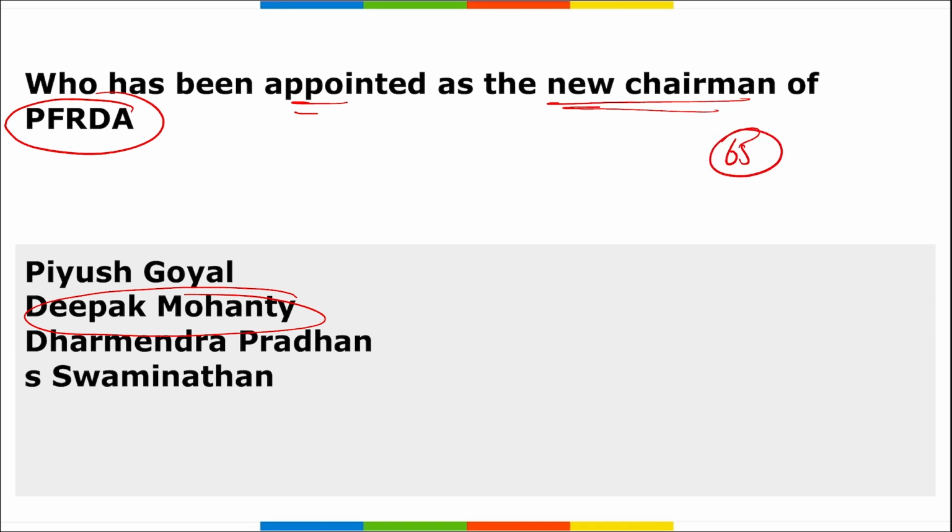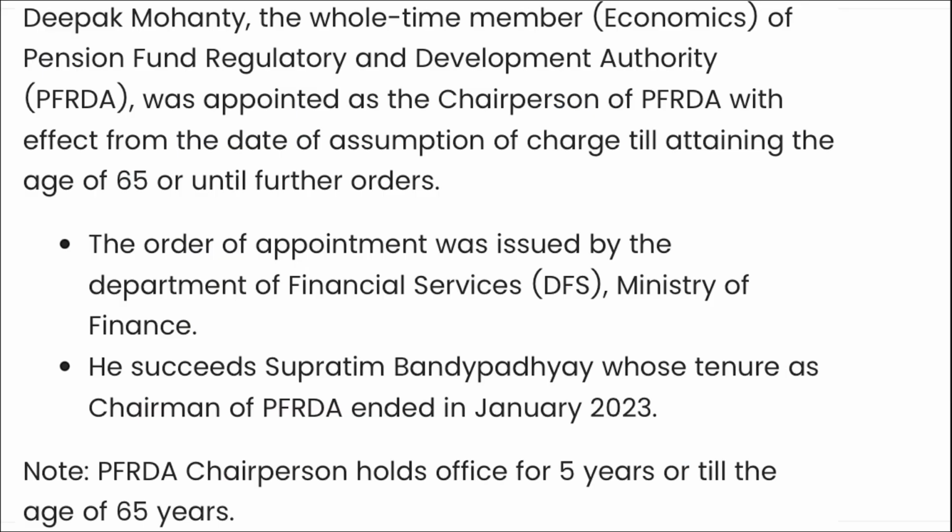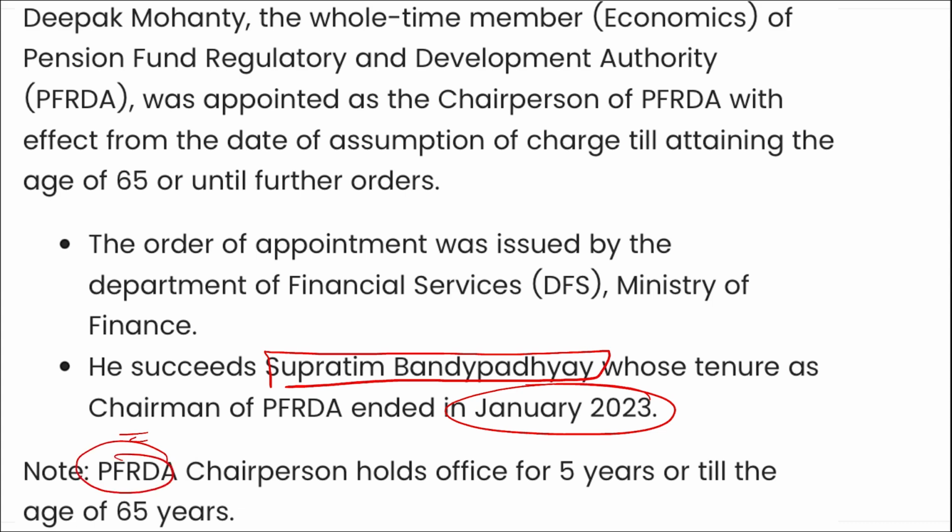Remember, this order of appointment was issued by the Department of Financial Services, which comes under the Ministry of Finance. He will be replacing whom? He will be succeeding Supratim Bandyopadhyay ji, whose term as chairman ended in January 2023. The PFRDA chairman holds the office for 5 years or till the age of 65. Then where is the headquarters of PFRDA? It is in New Delhi. And when was it established? In 2003.